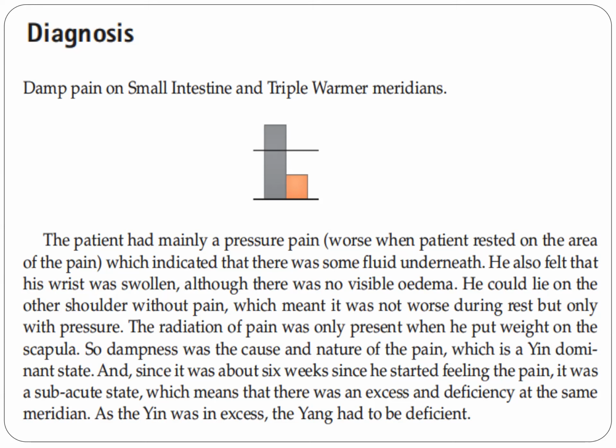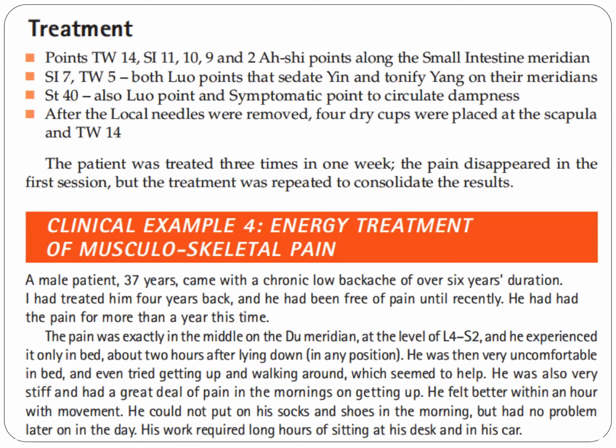So dampness was the cause and nature of the pain, which is a yin-dominant state. And since it was about 6 weeks since he started feeling the pain, it was a subacute state, okay? Which means that there is a yin excess and deficiency at the same time of the meridian. As the yin was in excess, the yang had to be deficient.